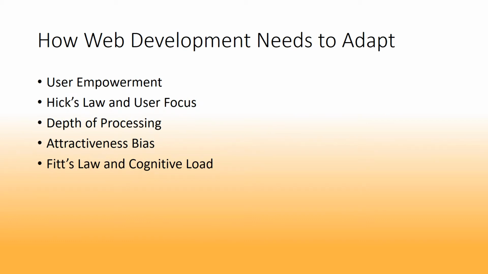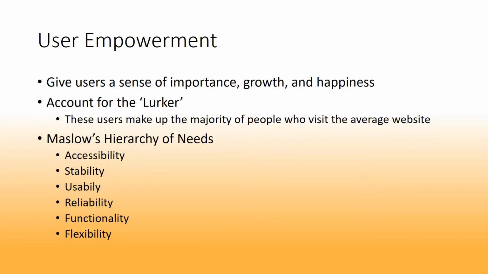So now we can look at how web development needs to adapt in light of all of this information. We're going to touch on user empowerment, a couple of laws that can be applied, a few other things here. User empowerment. One direction that web development can go is to give users a sense of importance, growth, and happiness, to make users feel good about using your product.